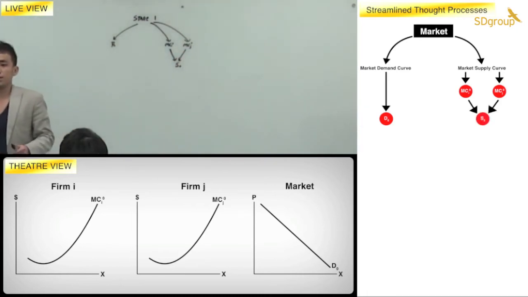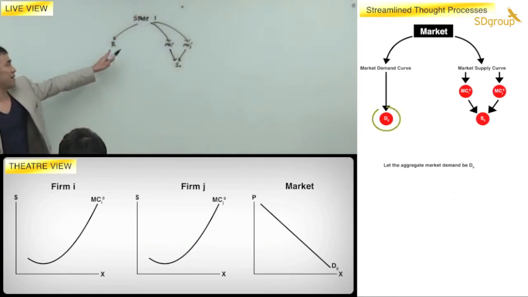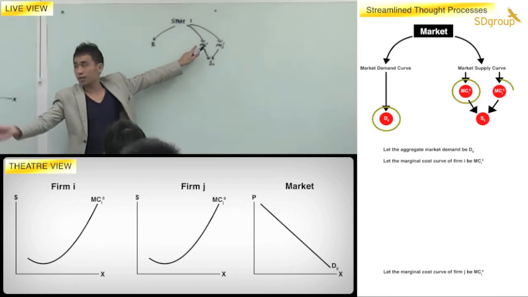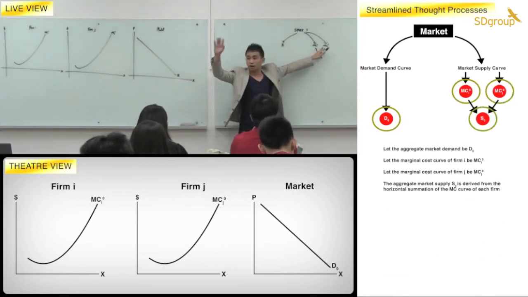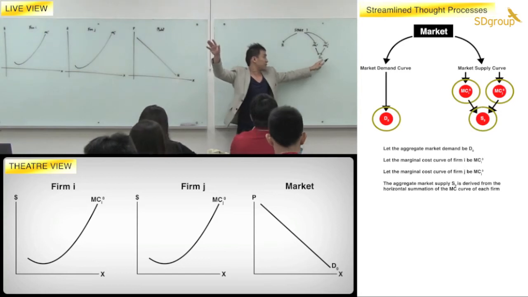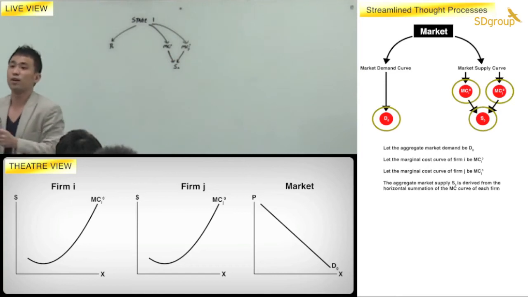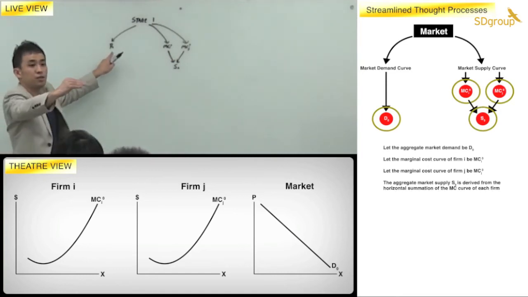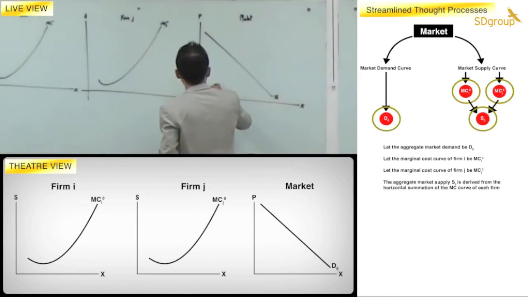Okay, when you introduce, you also introduce the same way. You always introduce: let the aggregate market demand be DO. Let the marginal cost curve for firm I be MCIO. Let the marginal cost curve for firm J be MCJO. The horizontal summation will be the supply curve SO. Do you understand? So you see, the way you draw is also the way you introduce, the way you present. Every time you draw one, you just introduce. One sentence, one sentence, one sentence, one sentence. Okay, so this will be your supply curve SO.